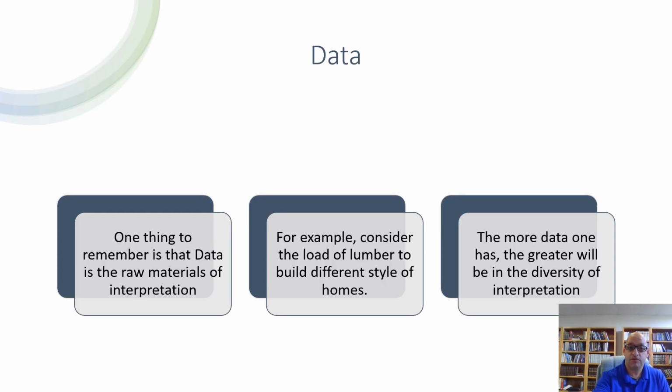Now I want to speak on our last slide here on data. One thing to remember about data is it is the raw materials that make up the interpretation process. For example, consider the load of lumber to build different styles of home. What do you need in order to build a two-story home or a ranch house? Or if you're going to build a house near the ocean, what might you need in terms of the raw material? So the more data you have, the greater the diversity of interpretation. And that really is the key to any type of research.